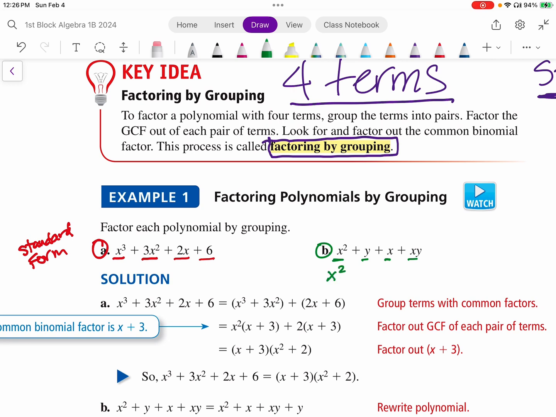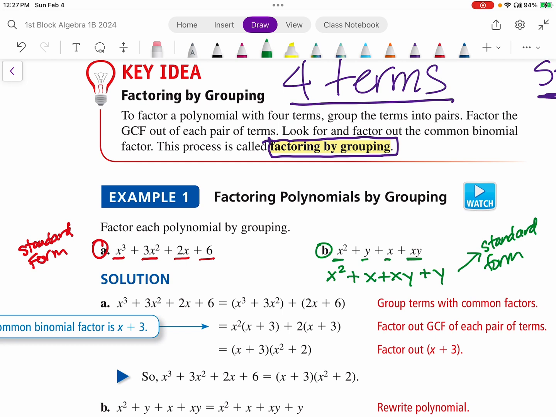Standard form is going to be our x squared first, then our x. Oops, forgot my plus sign. X squared plus x. Now we have to completely exhaust our terms with x in them. So now plus xy, and then the one with no x's at the end. So now this, what we've rewritten, is in standard form. Once we have these in standard form, we are going to group the first 2 terms together, and we're going to group the last 2 terms together.